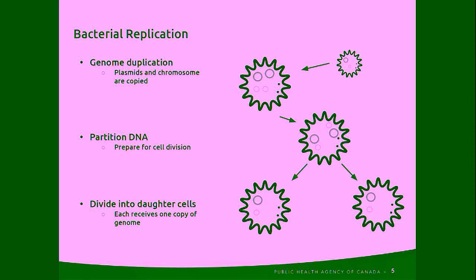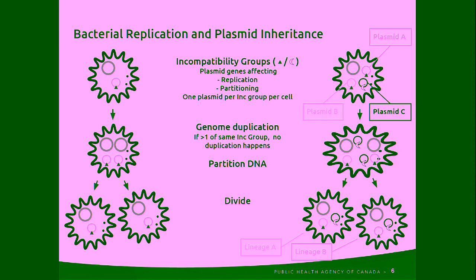Okay, so this is typical bacterial replication. I'm sure you're all pretty aware of this. That's why I updated my slides. But in normal bacterial replication, the genome is duplicated, so the plasmids and the chromosome are duplicated, and then they're partitioned either side of the bacterial cell, which is then split into the offspring with one of each plasmid going.